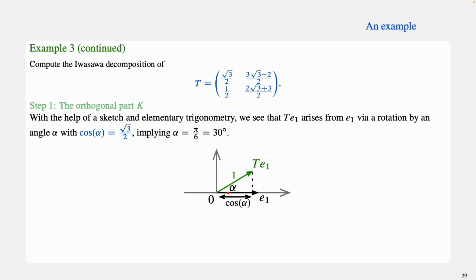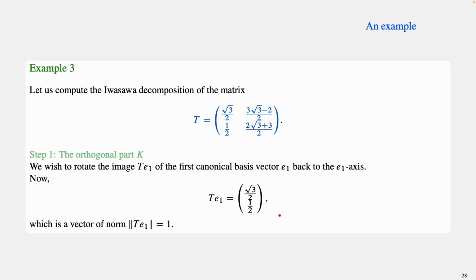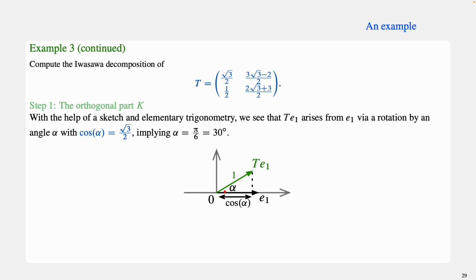So here's our first canonical basis vector E1, and here's T1, TE1, the image of E1 under the map T, which has been rotated by some angle alpha with respect to the original E1. And now we know that the first entry, the E1 coordinate of TE1 is square root of 3 divided by 2. So we just found that here. So the length of TE1 in the E1 direction here, this is just square root of 3 divided by 2.